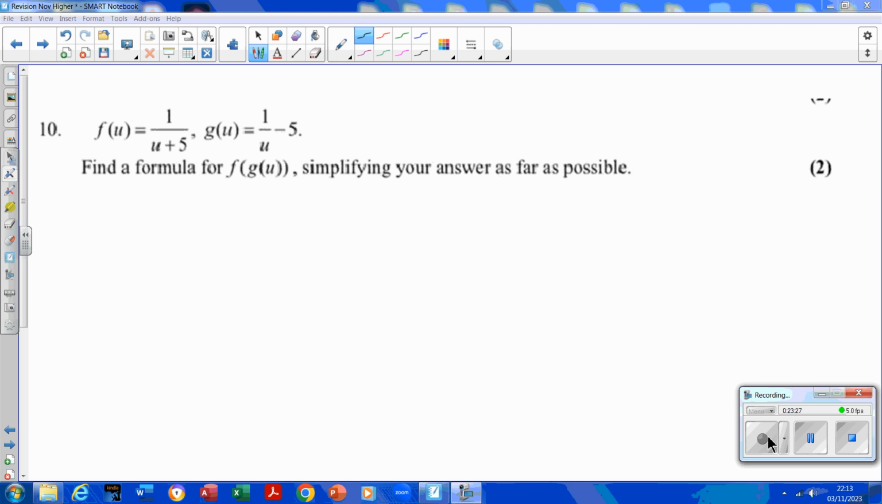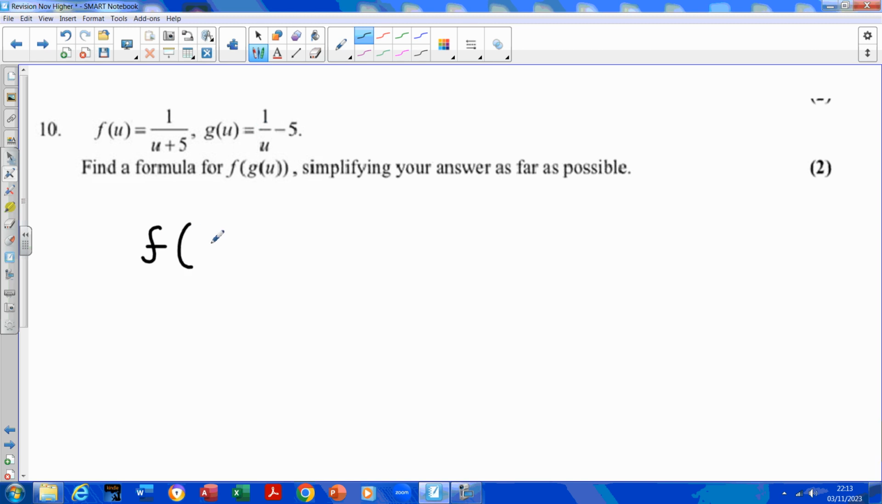Question 10, it says f in terms of u is equal to 1 over u plus 5 and g of u is equal to 1 over u minus 5. Find a formula for f of g of u. So we take the formula for g of u, we substitute it into the brackets, we leave f where it is, so it becomes 1 over u minus 5.